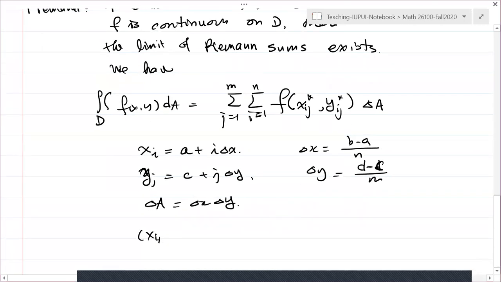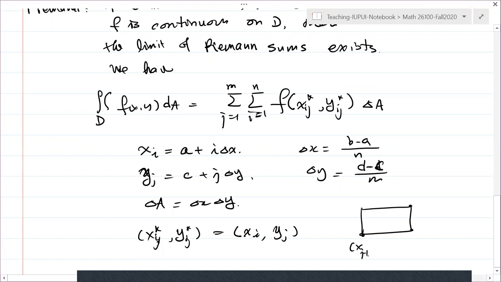And this special point can be just an arbitrary point. The special point can be (xi, yj). You can take one of the endpoints. Look at this interval: this will be (x i minus 1, y j minus 1), and here (xi, y j minus 1).